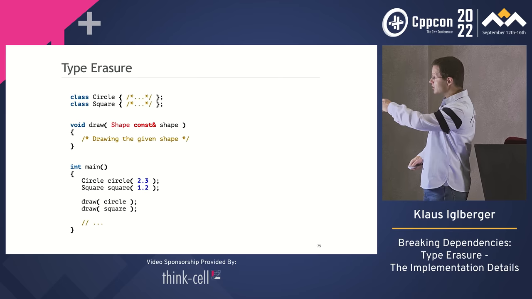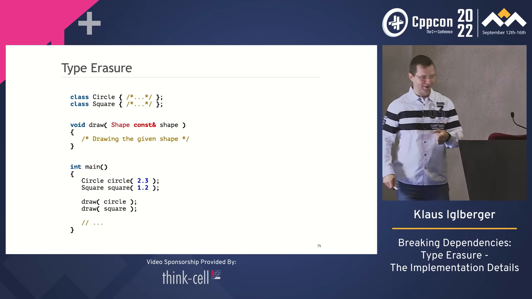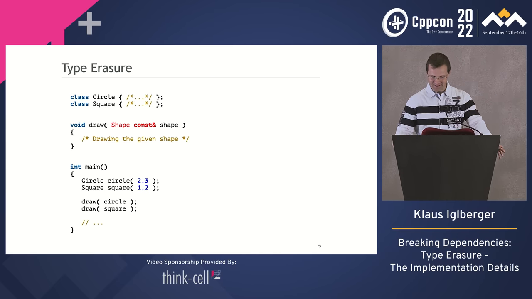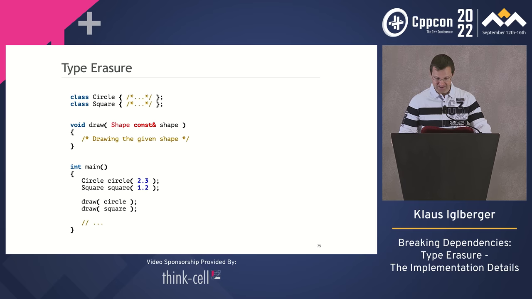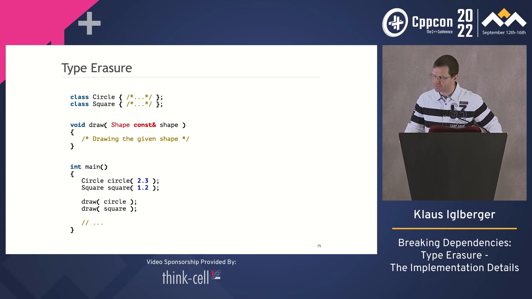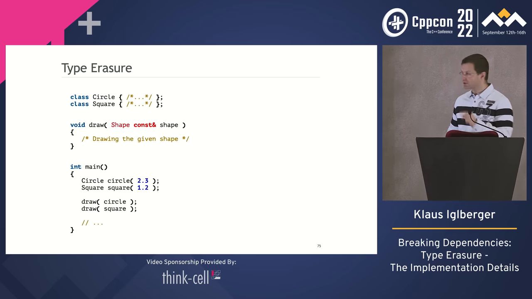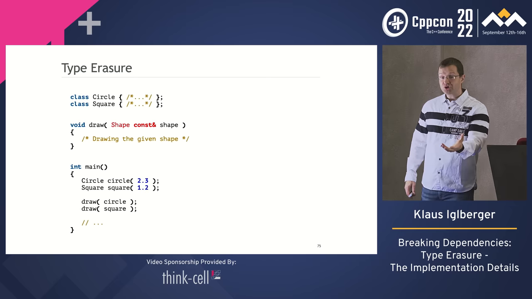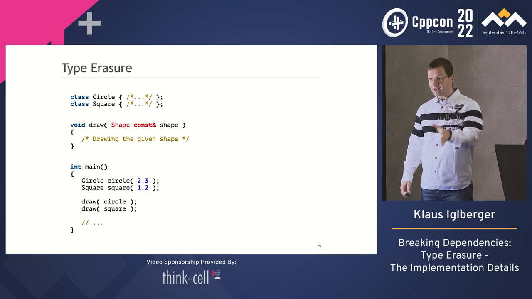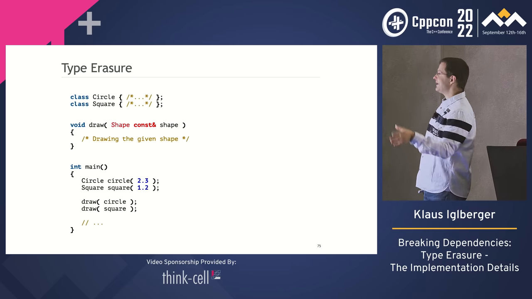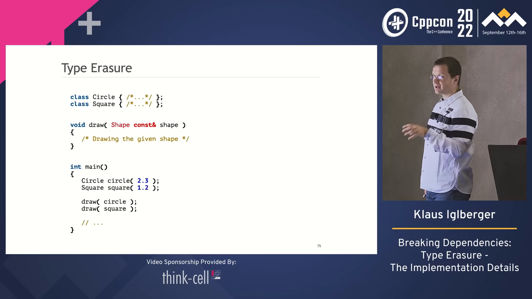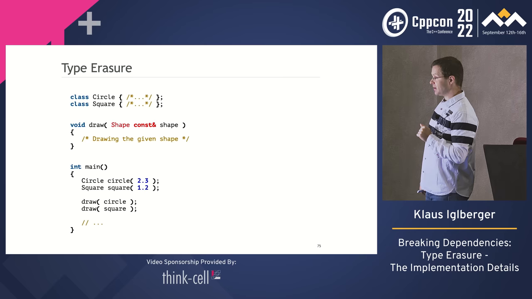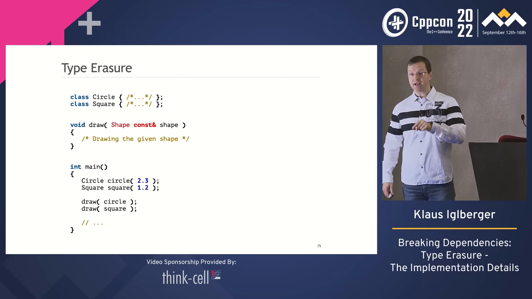So this function could take a shape reference, a constant reference to shape. We could pass a circle, we could pass a square. This would compile, this would work. Amazingly, we don't have to add any base class, as I said all the time. But there's a disadvantage. Every time you now call this function with a square or a circle or anything else, you would create a shape on the fly. Now, depending on whether or not you use SBO or not, this might every time allocate a little bit of memory. By the way, this is also what is happening if you use a std function. A std function might allocate internally.